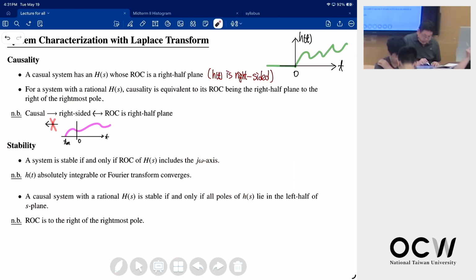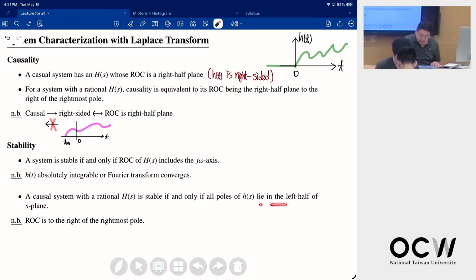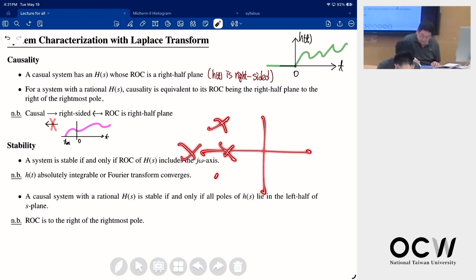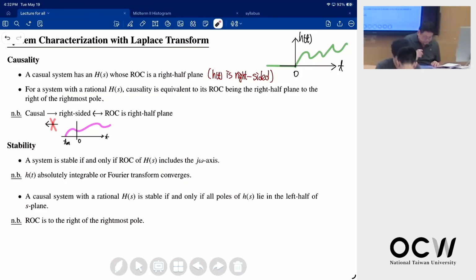And we say that a causal system with a rational H, which means we have zeros and poles here, is stable if and only if all poles lie in the left half of the S-plane. So all the poles should be in the left half of this S-plane. If I have a pole here, then it is not stable. And then the region of convergence is to the right of the rightmost pole.